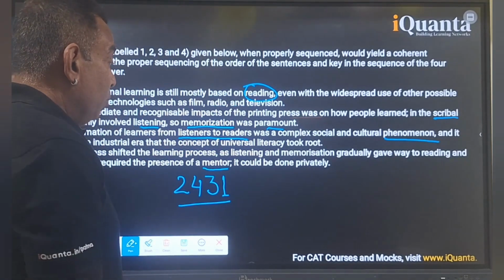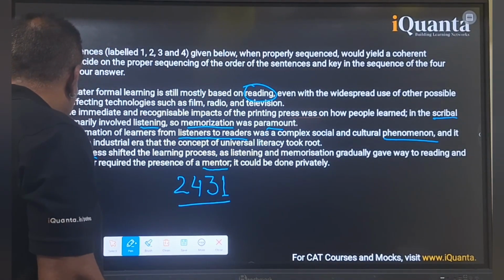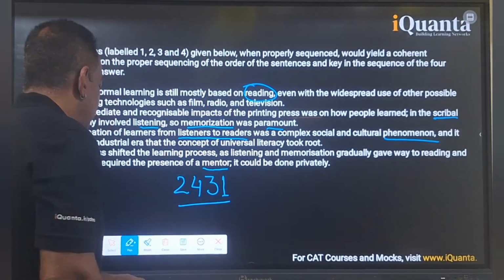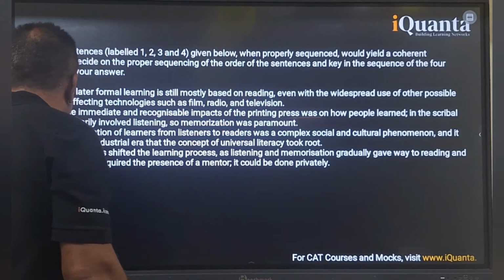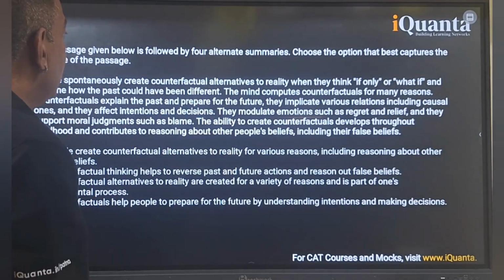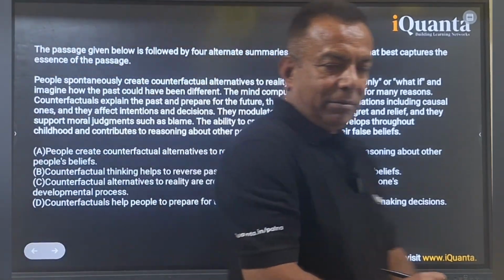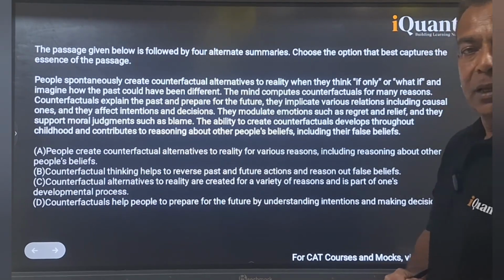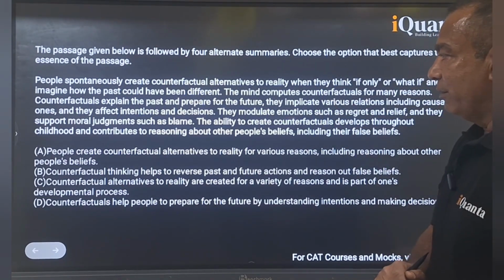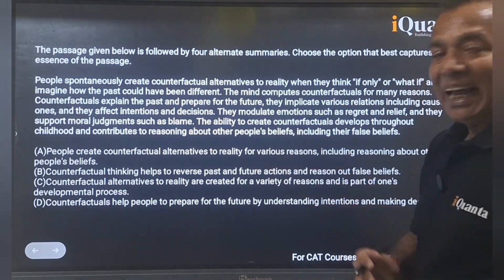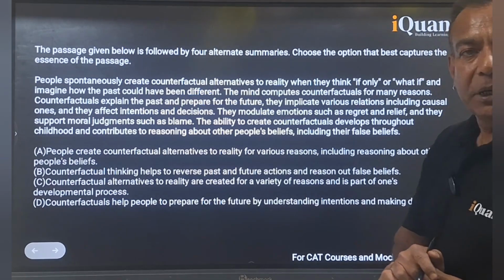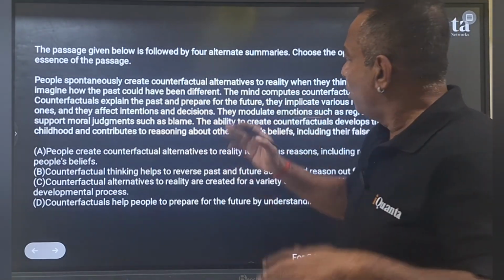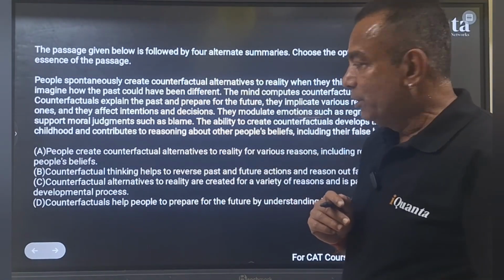Now, we'll move to the next section. Move to the next section here. Close this. One second. And we move to the next section. This is not parajumbles, but it is the paragraph summary. We have a paragraph, and we have been given 4 options as summary of this paragraph. We have to pick one, the one that could explain the main idea of this passage.